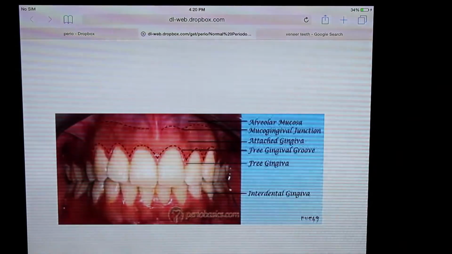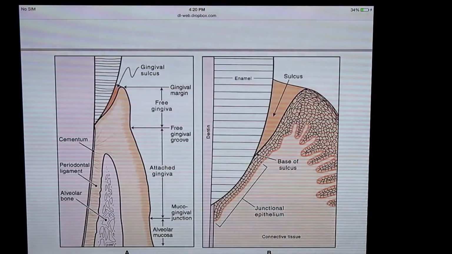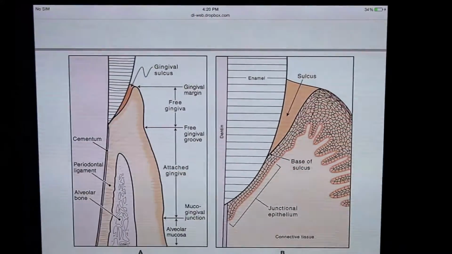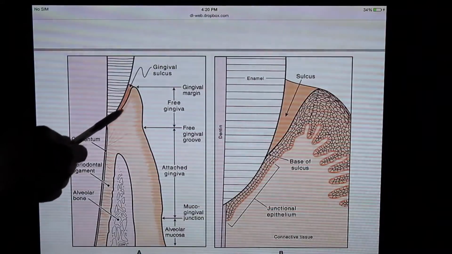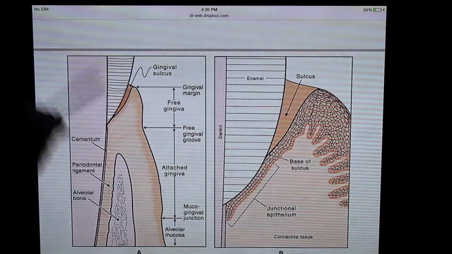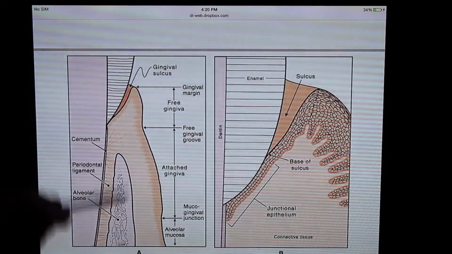Now, what is free gingiva? And this is interdental gingiva. This is another picture, which shows the gingival sulcus and the outer surface of gingiva, circular. This is the soft tissue wall of the gingival sulcus. This is alveolar bone and periodontal ligaments.